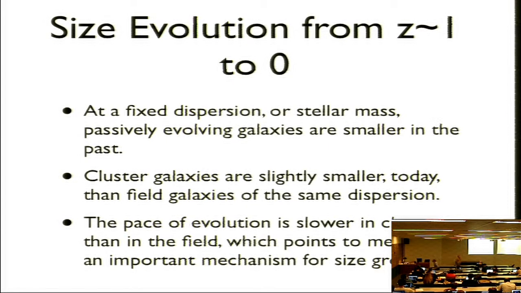Because the encounter velocities are high, so the merging rate is low. The encounter velocities are 1,000 kilometers per second. No, the densities are not big enough. It's the merging of galaxies in clusters, not the merging of clusters themselves.